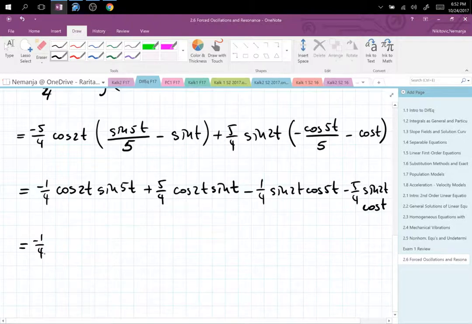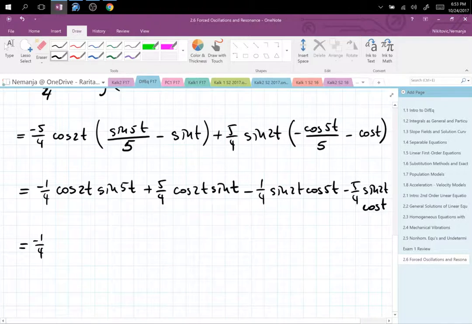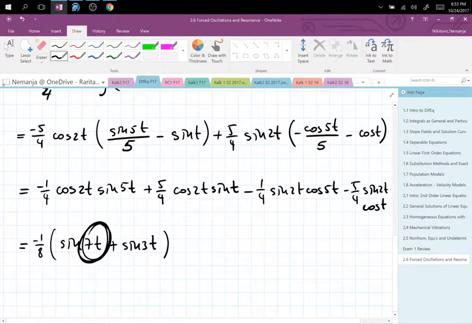So cosine sine: cosine sine is 1/2 sine of addition minus sine of difference. 1/2 makes this 1/8. Sine of addition minus sine of difference. It was a negative 3, and the negative on the odd function jumps outside. So sine 7t, yes. Plus 5/8.